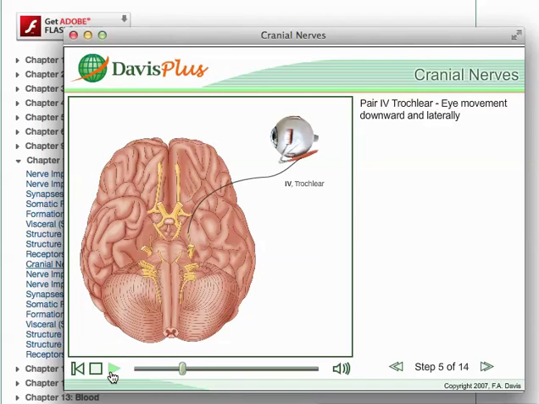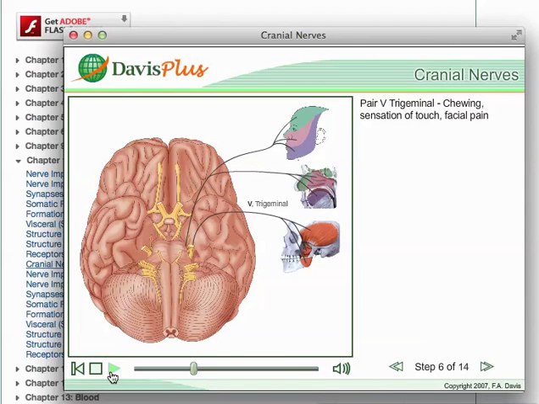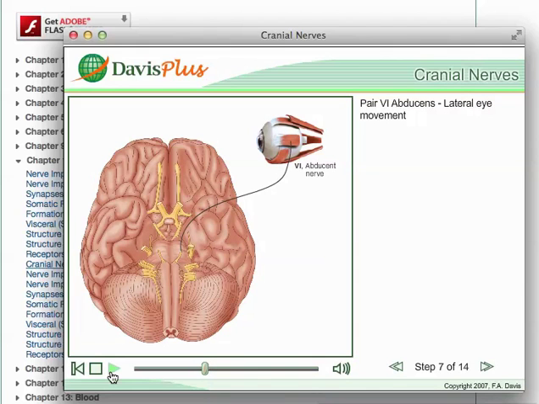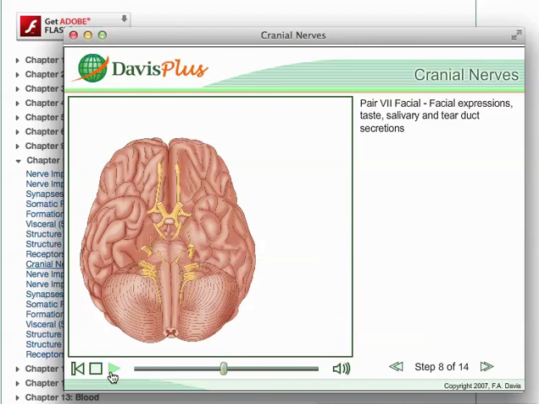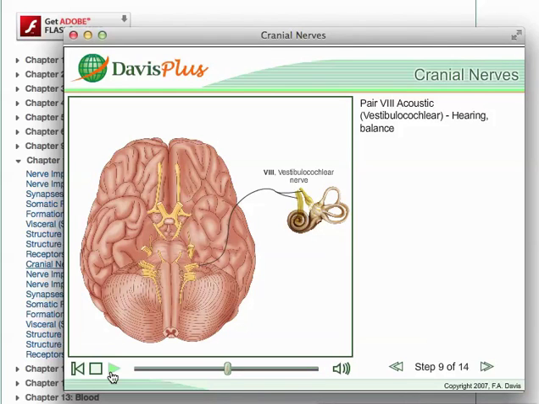Pair 4, the trochlear nerve. This nerve directs downward lateral eye movements. Pair 5, the trigeminal nerve. The trigeminal nerve manages chewing, the sensation of touch, and facial pain. Pair 6, the abducens nerve. The abducens nerve directs lateral eye movements. Pair 7, the facial nerve. This nerve manages facial expressions, taste, and salivary and tear duct secretions. Pair 8, the vestibulocochlear nerve, commonly known as the acoustic nerve. The vestibulocochlear nerve controls hearing and balance.